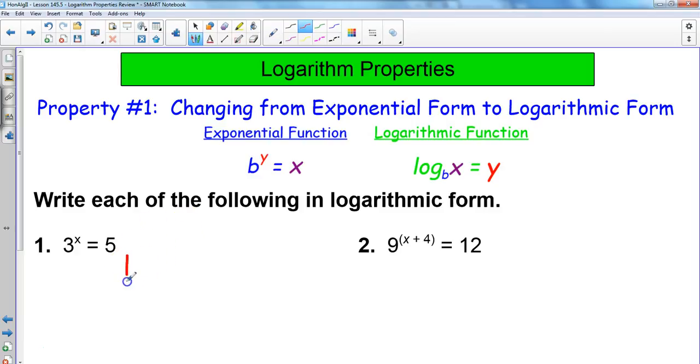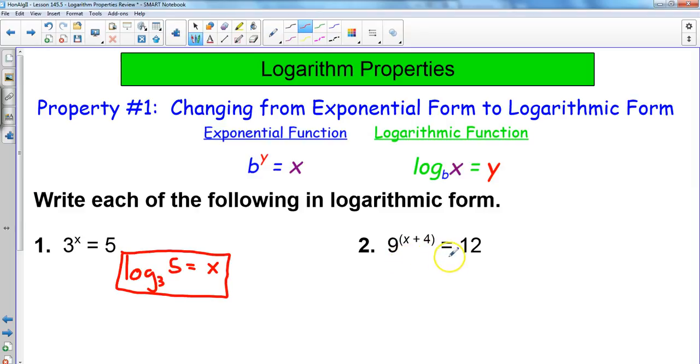And the way that I write this is the log of our base, whatever's being raised to the power. So in this case, our base is 3. That's what's being raised to the power, log base 3 of 5. So this guy comes over here, and that's equal to the exponent. Well, what's the exponent in this case? It's x. So this is an equivalent expression to what we started with, just a different way to write it, and in particular, it's a way that we can write it in logarithmic form.